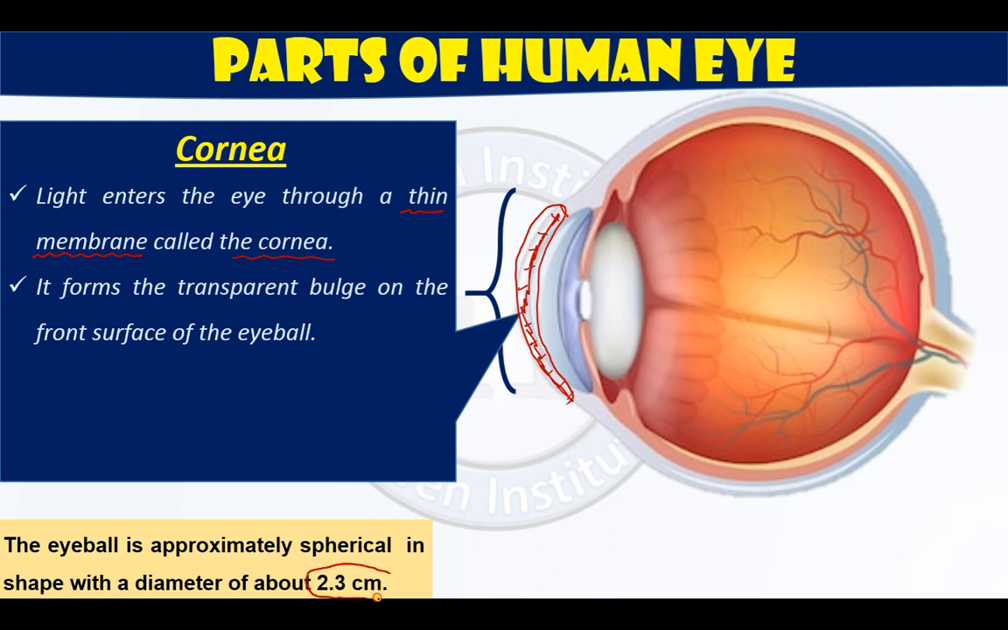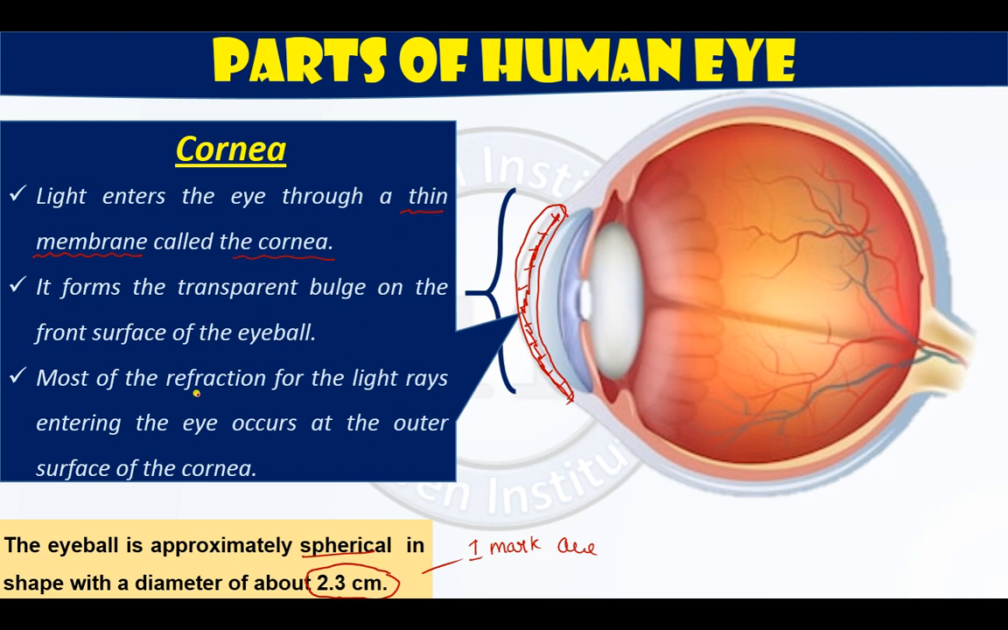This is the information given in the textbook, and this is very important for a 1 mark objective type question. What is the approximate diameter of the eyeball? It is 2.3 centimeter, and the eyeball is spherical in nature.